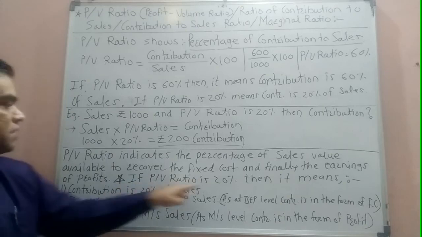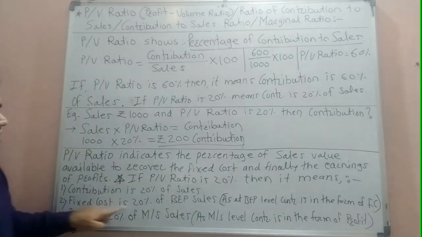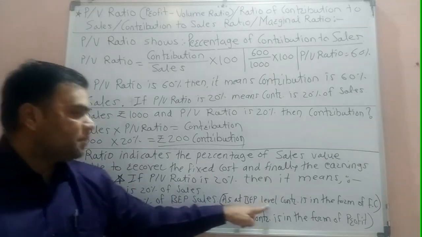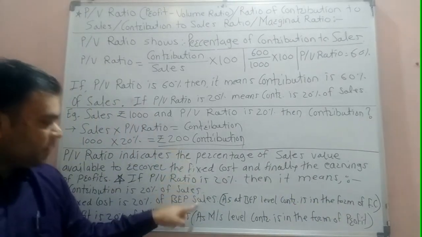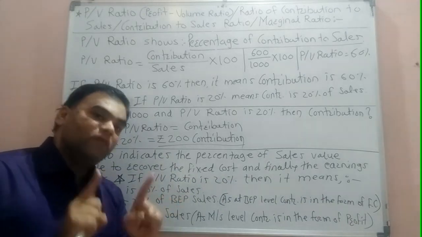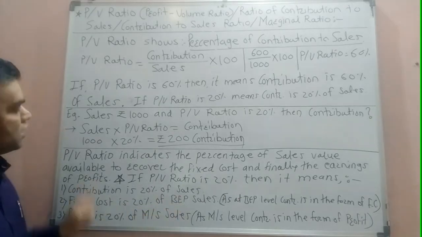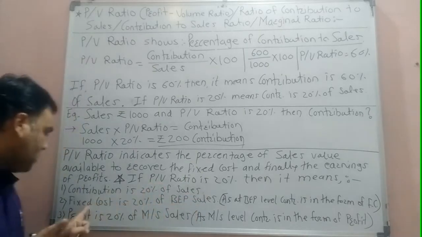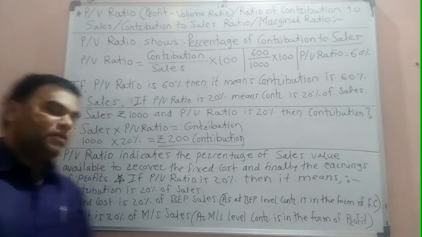And if PV ratio or contribution to sales ratio is 20%, then it means fixed cost is 20% of BEP sales, because at BEP level contribution is in the form of fixed cost. At BEP level the amount of fixed cost and contribution is always equal. If contribution is 20% of BEP sales, then fixed cost will also be 20% of BEP sales, as we discussed in the previous lecture.